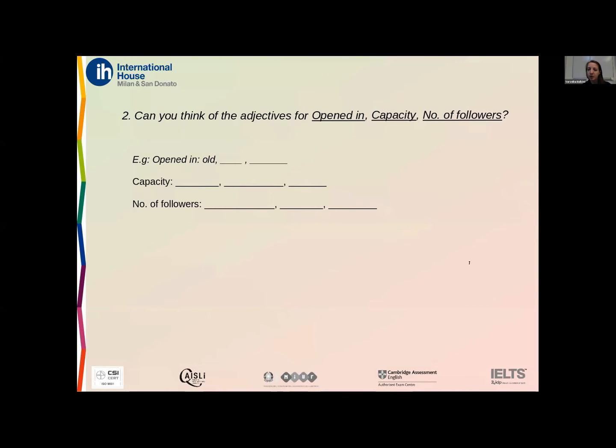How about the number of followers? Ancient. We're talking about Verona Arena, I guess. Popular, okay. Outdated. Okay, right, well, my examples are quite similar to yours. I also had relatively new, spacious, probably well-known with the number of followers.